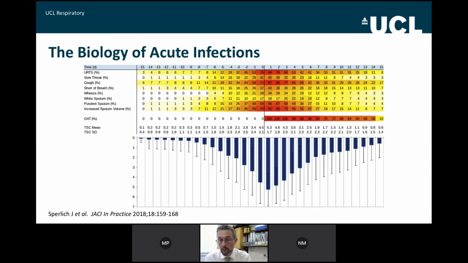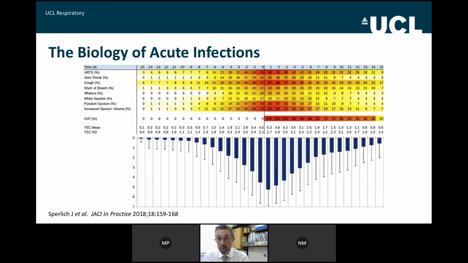Again, forgive me for showing some of our own data here, but you see symptoms on the panel at the top, and where we have OAT, oral antibiotic therapy, coming in at 100%, that's when patients started their oral antibiotics. And you can see that the main stimuli to do that were changes in sputum and cough and upper respiratory tract symptoms. But those numbers represent the percentage of patients with that symptom on any one day.